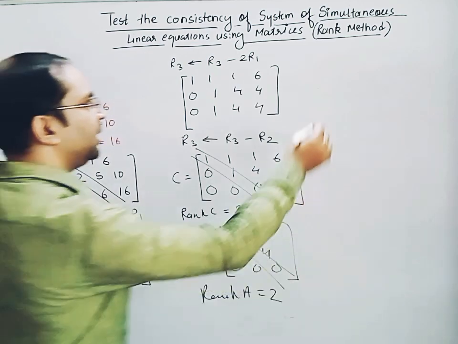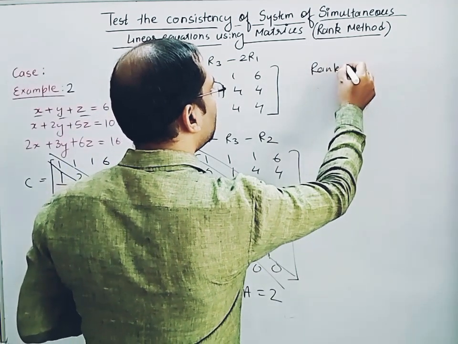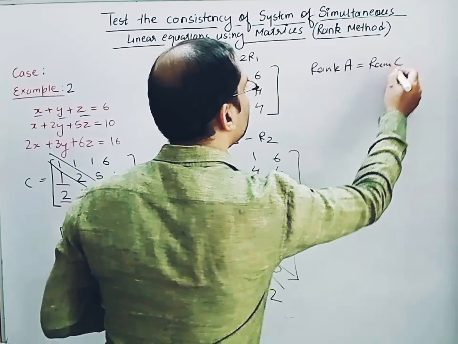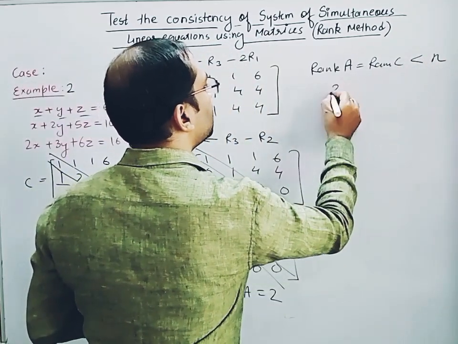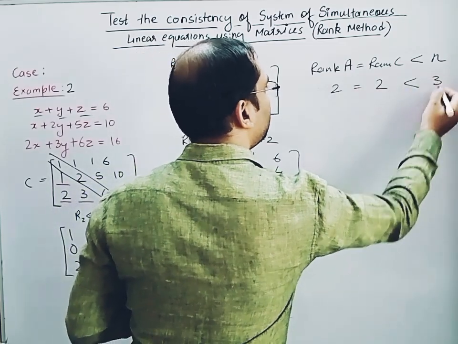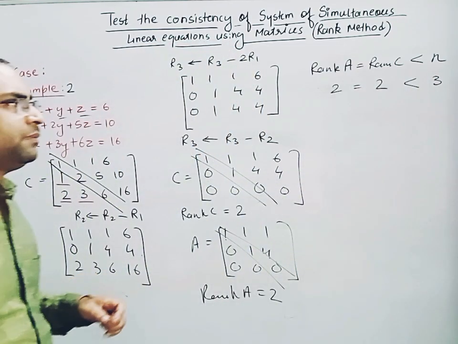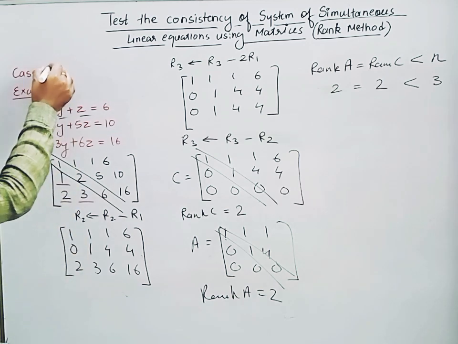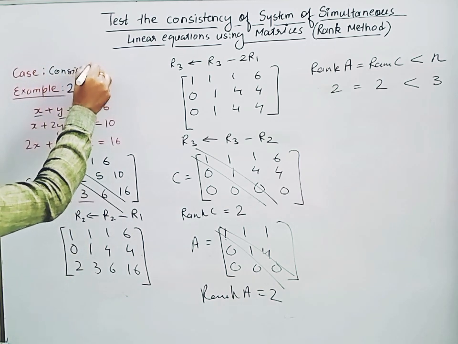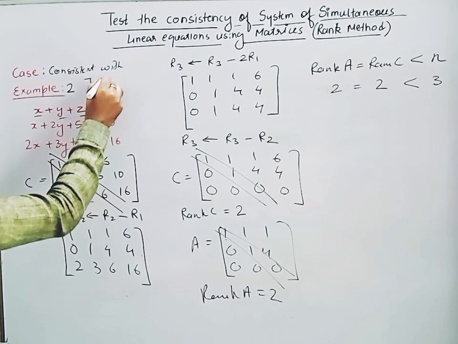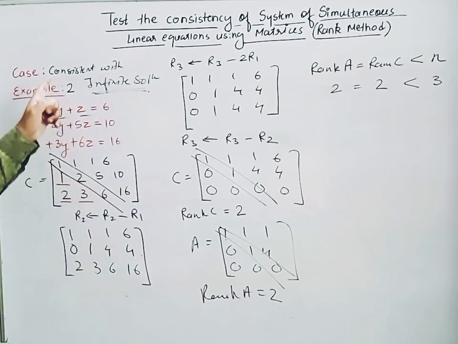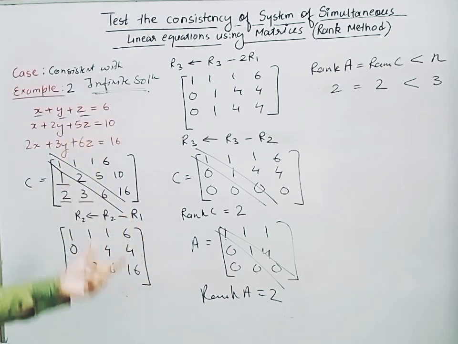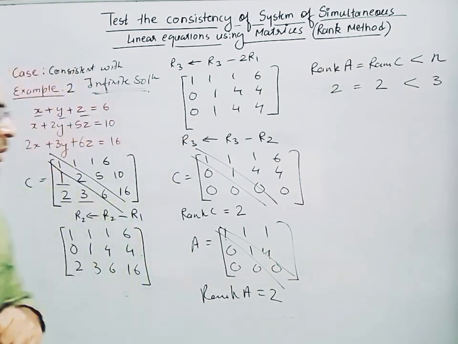So here the relation we get is rank of A is equal to rank of C, but this is less than the number of unknown variables. As rank of A is 2, rank of C is also 2, which is less than the number of variables, that is 3. So we have arrived at the second case where the system is consistent but with infinite solutions. In the previous example, we had already done consistent with unique solutions, but in this we can see that this system has infinite solutions. Now, let us solve and try to find out those infinite solutions by the same method.